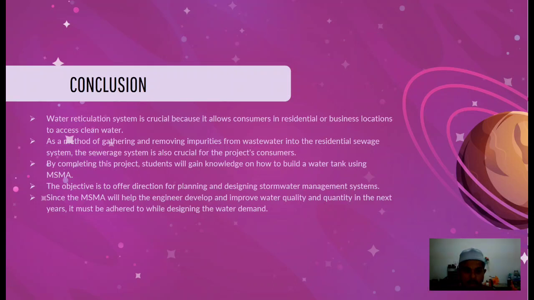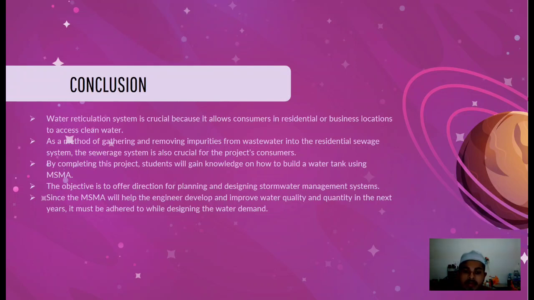second. And finally, for the conclusion, firstly, the water reticulation system is crucial because it allows consumers in residential or business locations to access clean water. Before putting this system into place, a number of things need to be taken into account, including the size of the pump, the material employed, and the ideal location. This is significant because it may make system maintenance simpler and provide protection against harms like water leaks. Next, as a method of gathering and removing impurities from wastewater into the residential sewage system, the sewage system is also crucial for project consumers because it allows them to drink clean water, and this reduced runoff from precipitation on the streets or many other areas can aid in stormwater management.